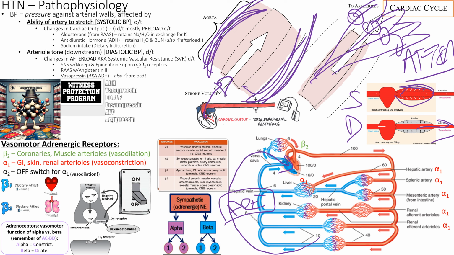So preload returns to the heart, and the heart needs to pump that blood out, right? And that heart muscle might not be that great. It might have CHF or HFrEF, right? It might have heart failure with reduced ejection fraction, and it can't pump the blood out that well.